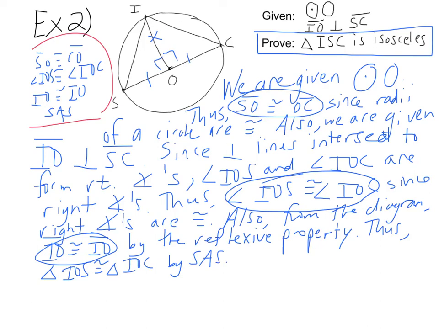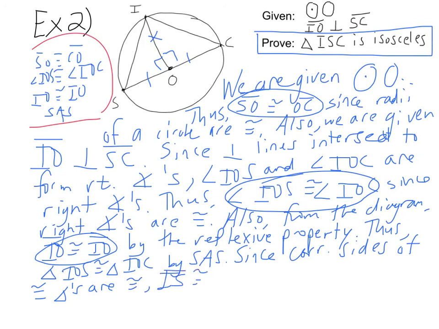We've got to show they're isosceles. And remember, that's that last key. We're going to say, well, if these two triangles are congruent, then IS is congruent to IC, and that'll mean we have an isosceles triangle, a big one. So since corresponding sides of congruent triangles are congruent, IS is congruent to IC. That's that little extra step that we did in the last proof and also in the motivating example for this problem. We've proved the triangles are congruent, so the sides that match up must be congruent.